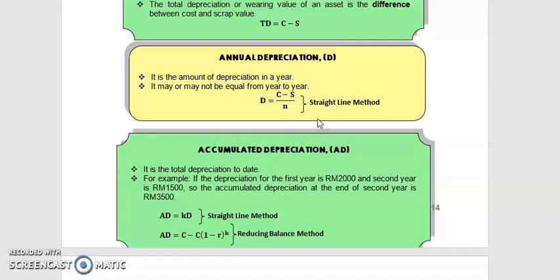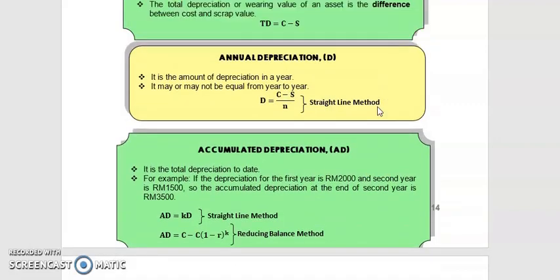Recall, using the straight line method, annual depreciation is the same. It means that the first year it depreciates by 5,800, the second year also 5,800, the third year also 5,800, until year 10.